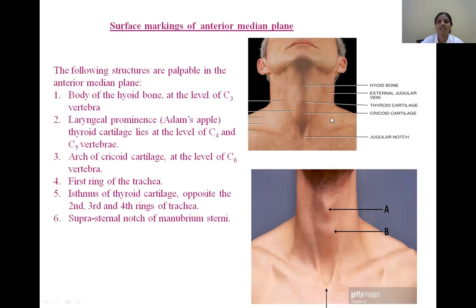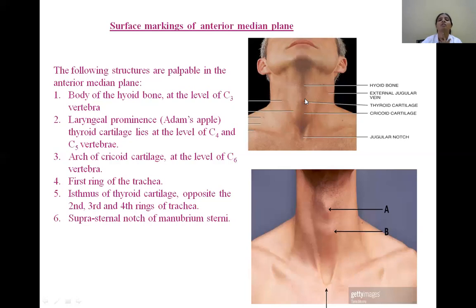The thyroid angle is more acute in males, because it is a 90 degree angle, whereas in females it is not that prominent because there is a 120 degree angle. So what is the prominent structure you can palpate through the skin? The thyroid cartilage, where it forms the thyroid angle and is also known as Adam's apple, right?